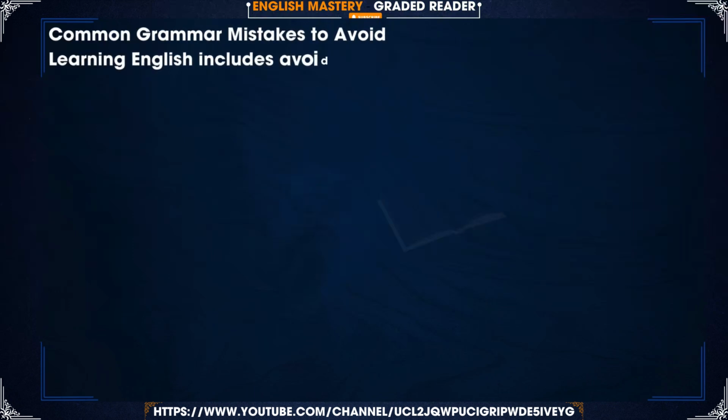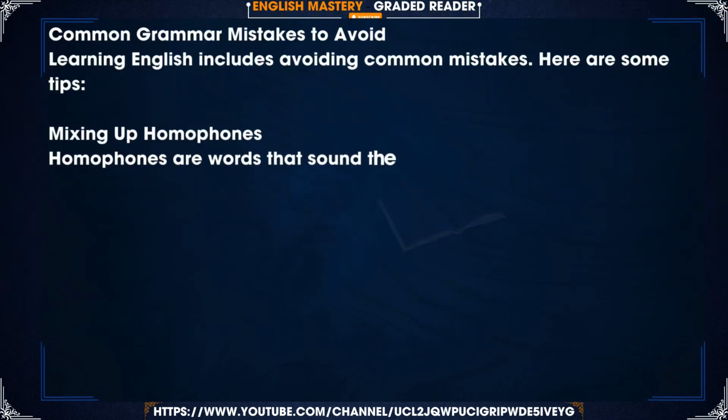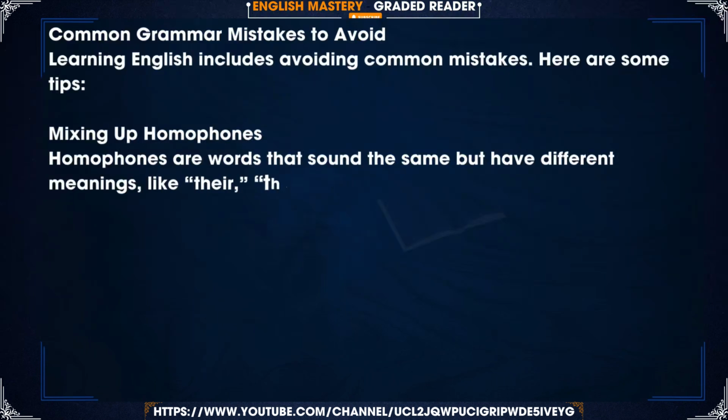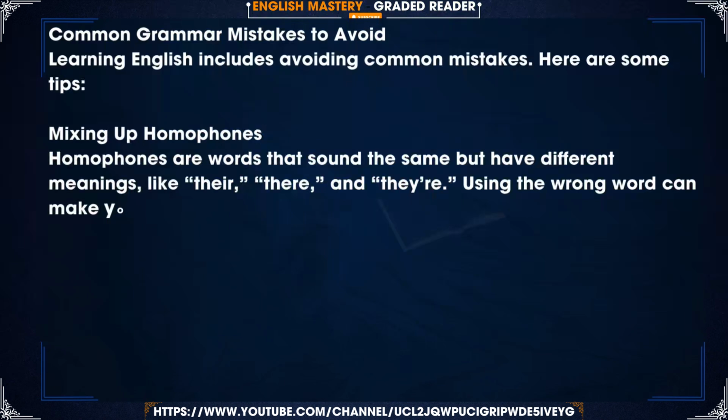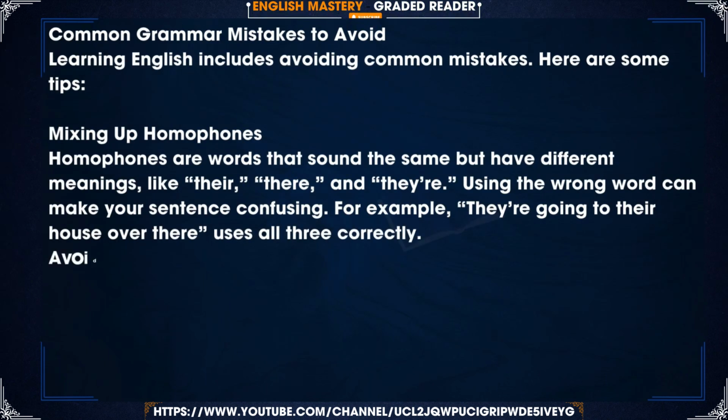Common grammar mistakes to avoid. Learning English includes avoiding common mistakes. Here are some tips. Mixing up homophones. Homophones are words that sound the same but have different meanings, like there, their, and they're. Using the wrong word can make your sentence confusing. For example, "They're going to their house over there" uses all three correctly.